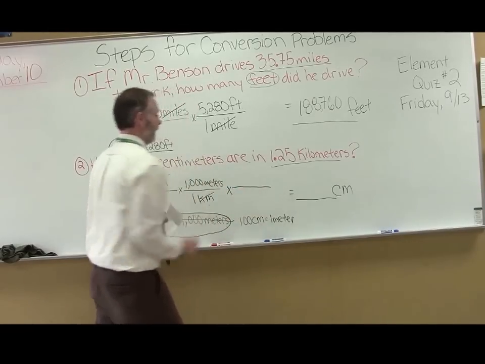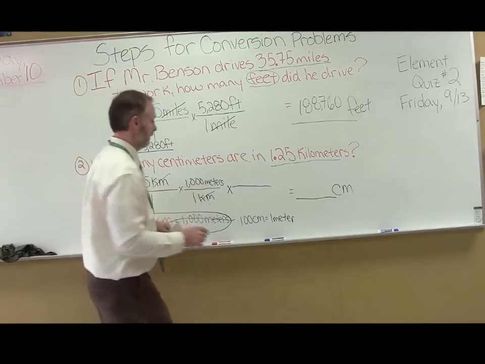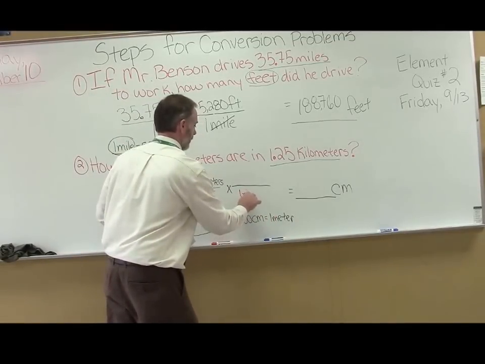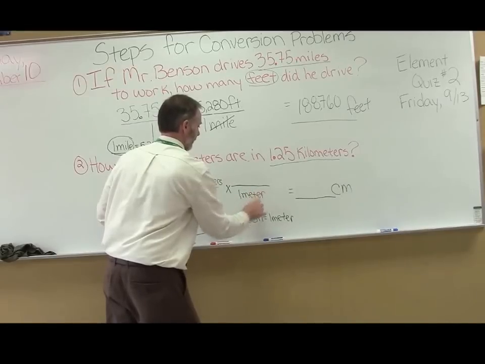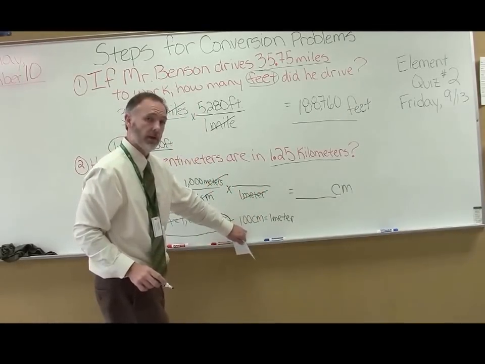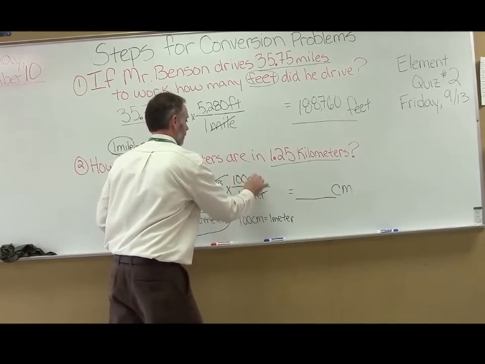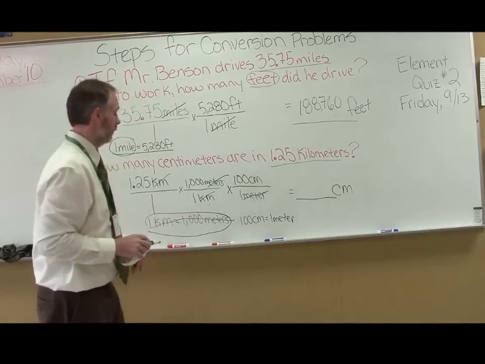So make another game piece right there. The units have to cancel out whatever's on top, so put the 1 meter on the bottom, and that's to cancel out meters, and put the other side of that conversion on the top. 100 centimeters goes on top.